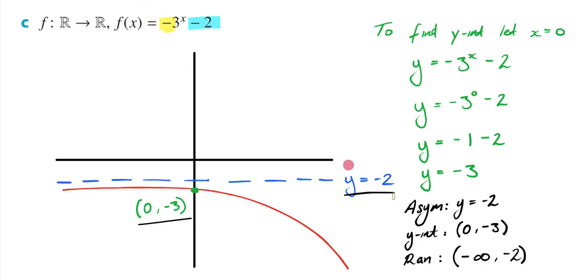So there are your answers right there. Y equals -2 is your asymptote. 0, -3 is your intercept. And -infinity to -2 is your range.